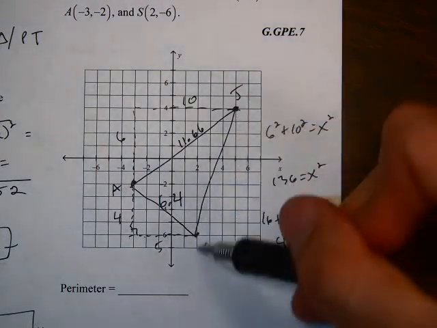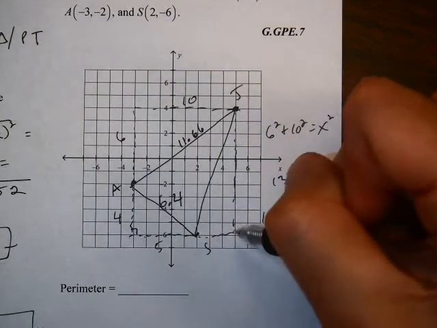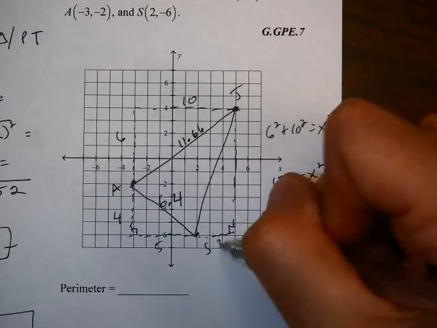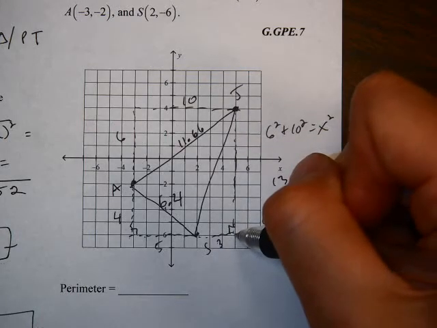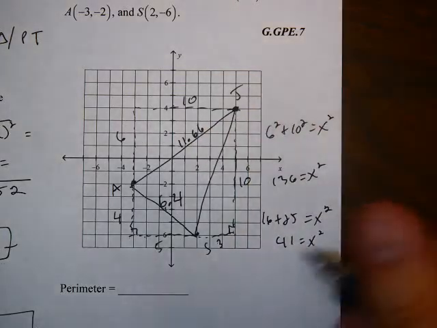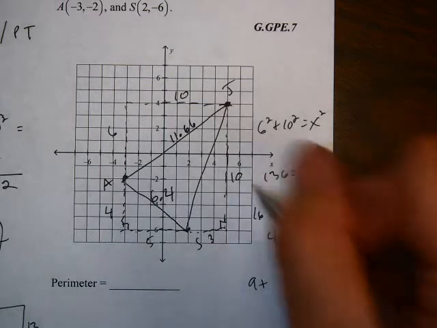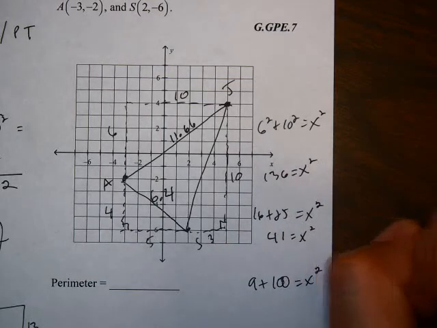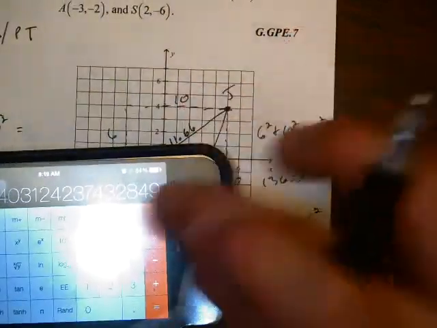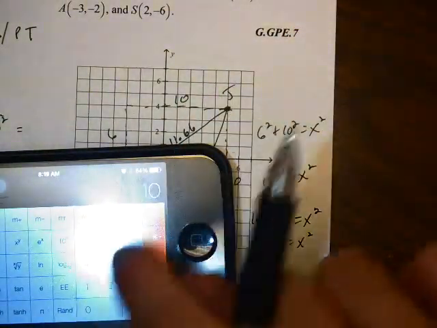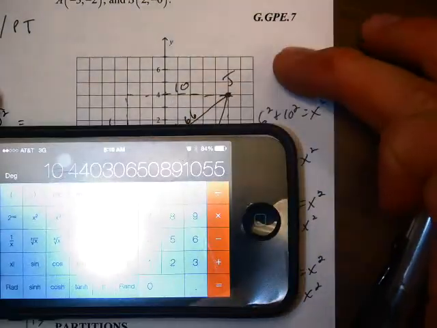The last third side now, all the way down, slope triangle, all the way across. This is only 3 units. From here, I'm at +4 all the way down to -6. That's 10 units. So Pythagorean theorem, 3 squared is 9, 10 squared is 100, equals x squared. 109 equals x squared. So clear one more time. Take the square root of 109. And I get 10.44.